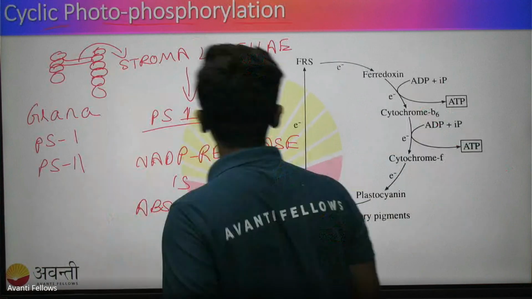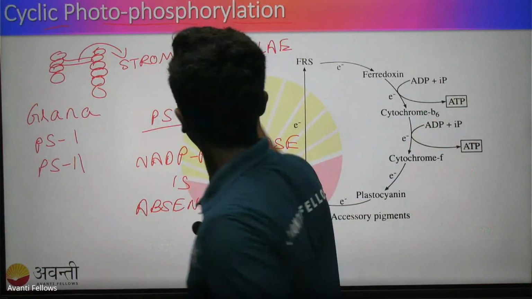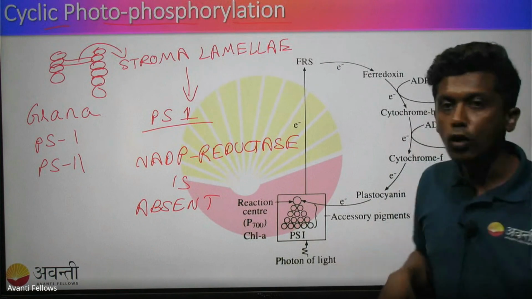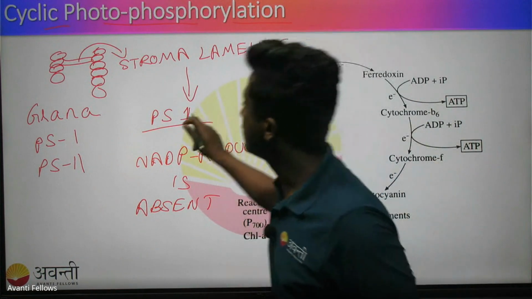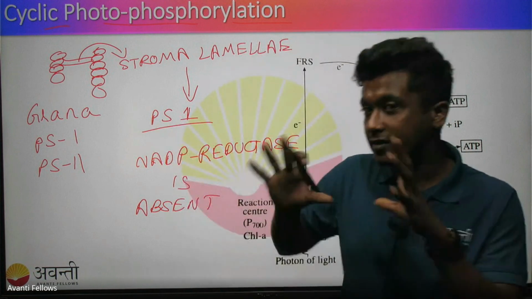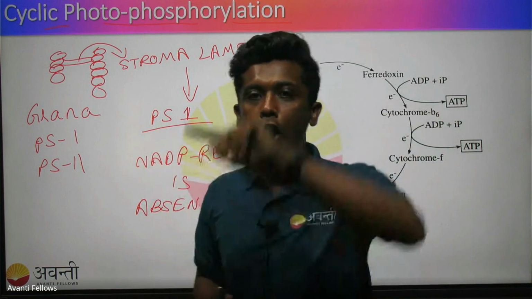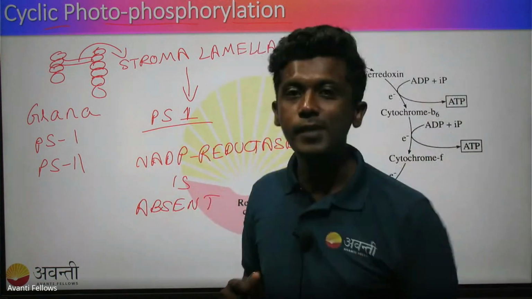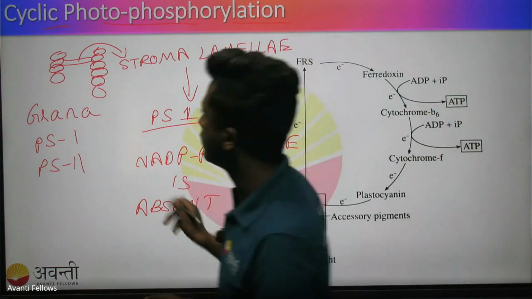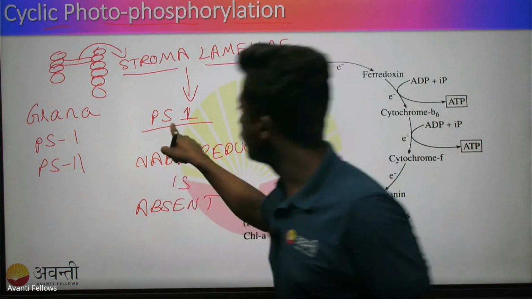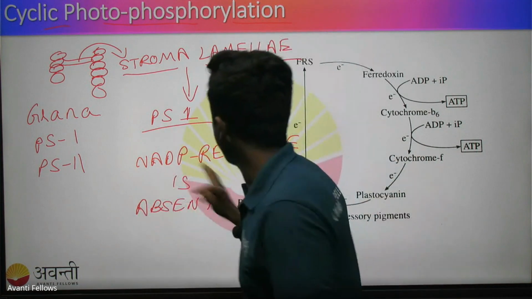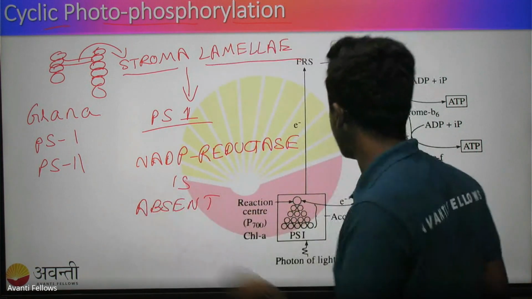Whereas when we talk about cyclic photophosphorylation, the transport of electrons happens through only one photosystem, that is PS1, and this cyclic movement of the electrons happens in the stroma lamellae. The reason we have only PS1 is that we don't have NADP reductase. Okay, what is happening here?